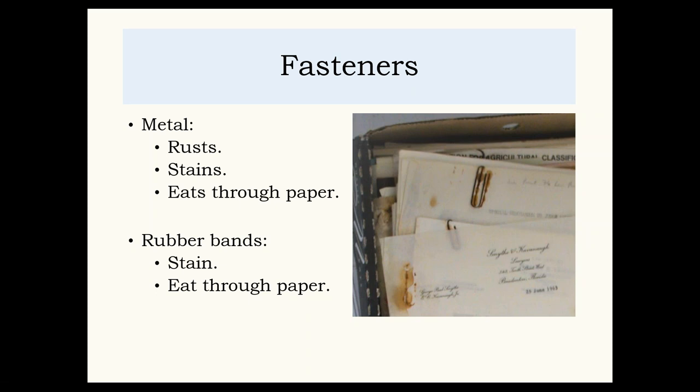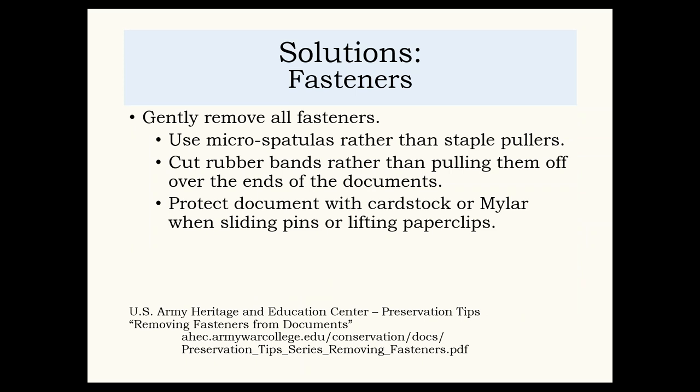The challenge is that if it's metal, it's going to rust or corrode. So, for example, you might have brass, but brass is going to corrode over time. Copper is going to corrode over time. So all of these items need to be gently pulled from your documents. And I've got a great resource. It's even here on this particular page. And again, we're going to send these out. You don't have to quickly write them down. But there's a great little document that talks very carefully about how to remove fasteners from your pages without ripping them.